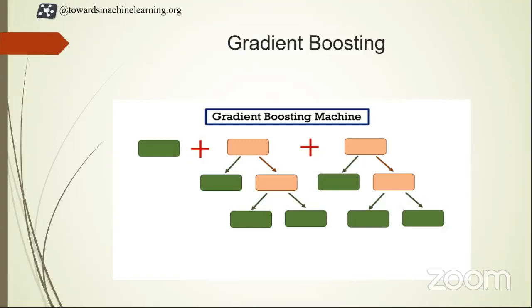This is how our model will look at the end. We have the initial prediction first, as I told you, the first guess which you have put as your initial prediction, then your first model, then your second model, and it combines all the models together.